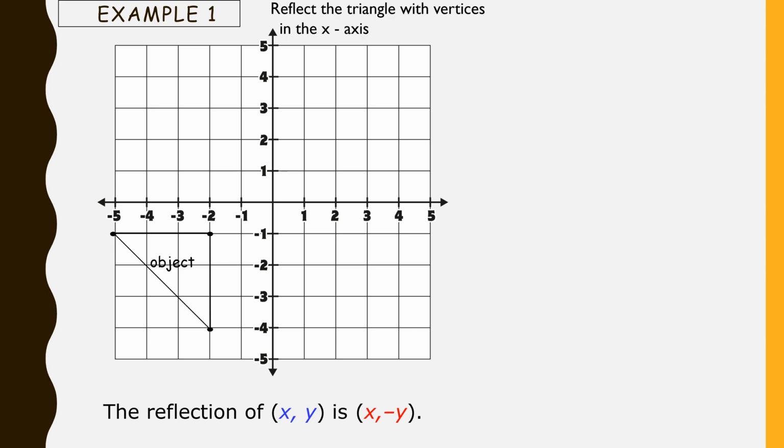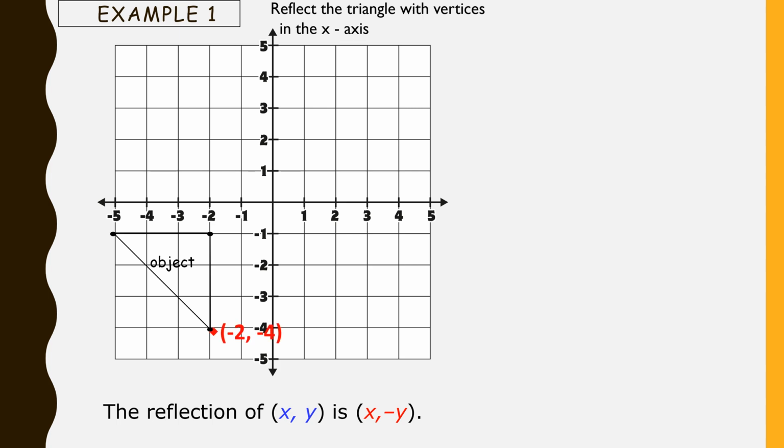Example 1. Reflect the triangle with vertices in the x-axis. So they want us to reflect the triangle across the x-axis. Okay? So the first thing you need to do is to write out the coordinates of the vertices of the triangle given. So I'm going to start with the first coordinate.